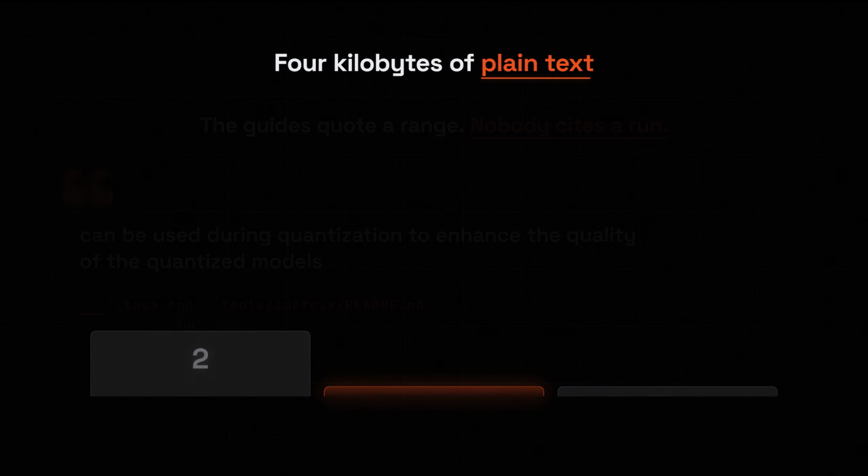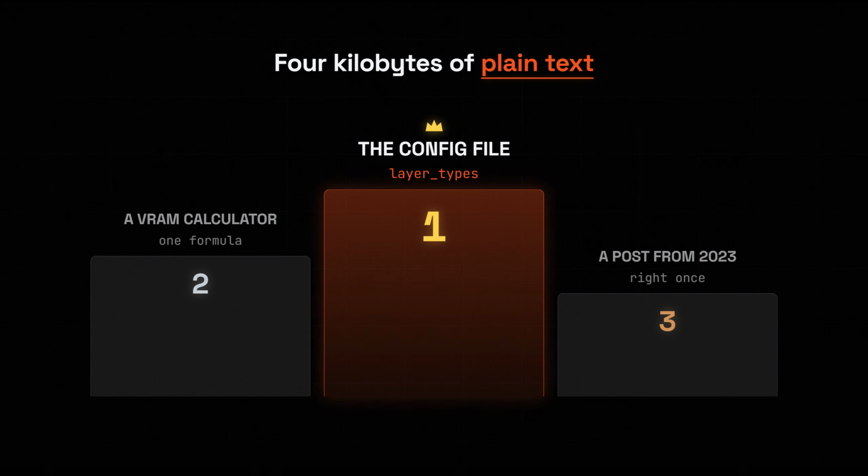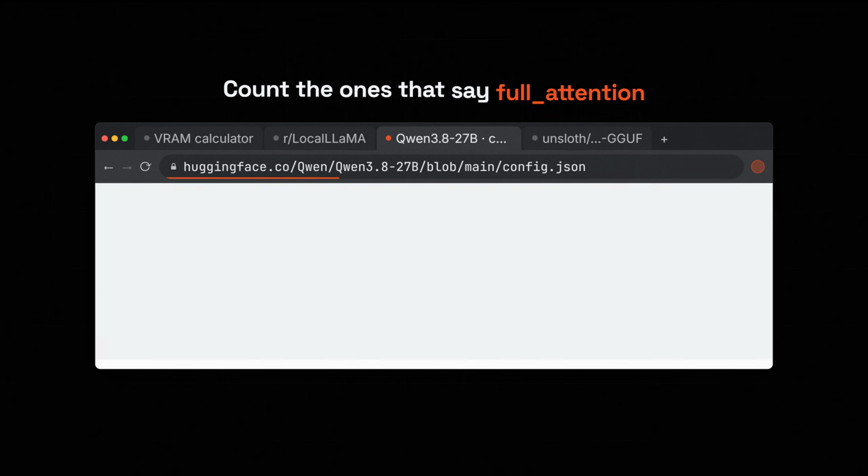So where do I land? The winner is not a calculator, a rule of thumb, or a post about what fits on a 24 gig card. It is the config file. 4 kilobytes of plain text in your browser in 10 seconds. Open it, find layer types, count how many of them say full attention, and multiply by that number alone. If you have 8 to 24 gigabytes, that one habit is worth more than any tool you can install.